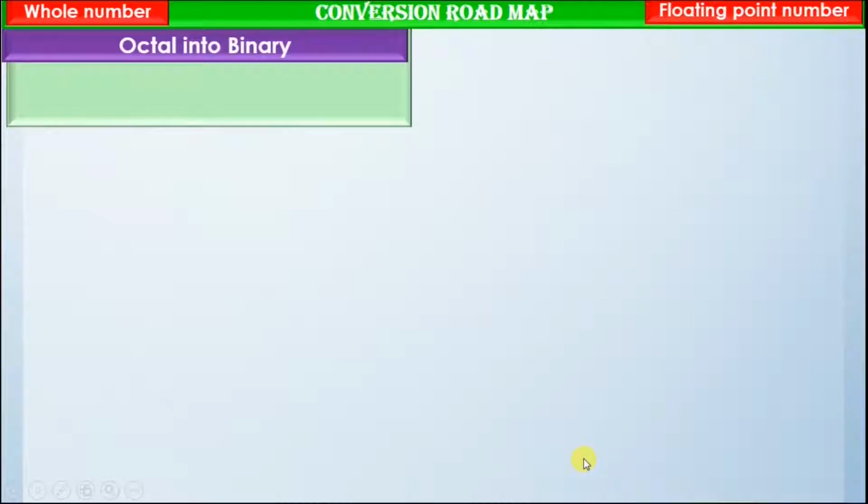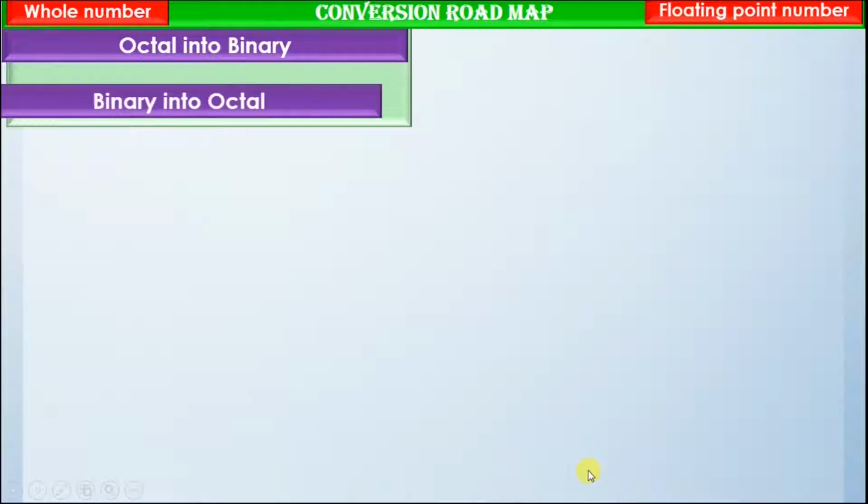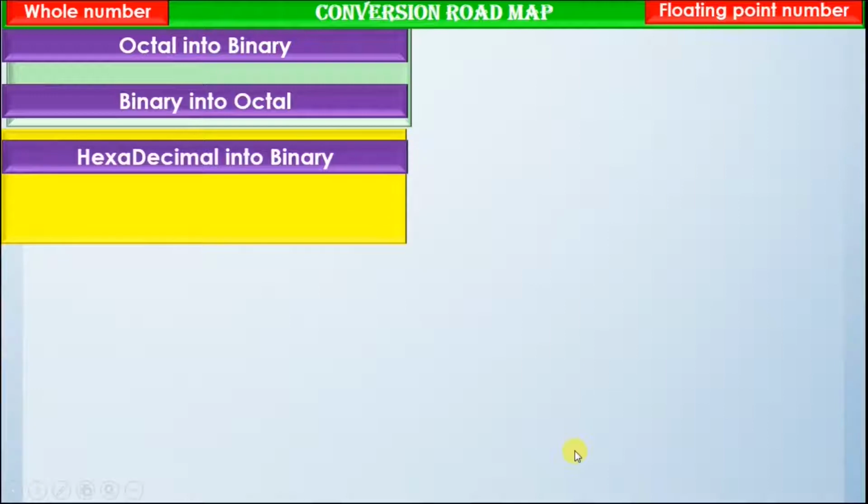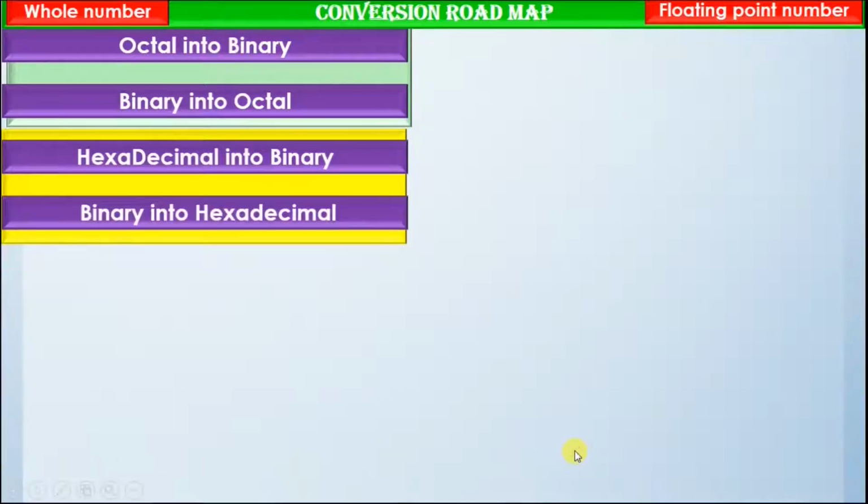First of all, we will see how to convert octal number system into binary and then binary into octal. Next, we will see how to convert hexadecimal number system into binary and then binary into hexadecimal number system. Remember, for the octal into binary and binary into octal and hexadecimal into binary and binary into hexadecimal, we will use table for these 4 conversions. So you have to remember this point carefully.